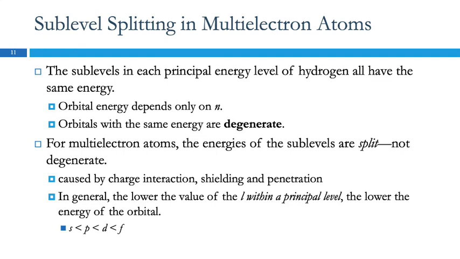So what we'll see in general is that within a principal energy level, the S is lower in energy, the P is next highest, D is next highest, and F is next highest. And that's nice because that's the order that they go, S, P, D, F.